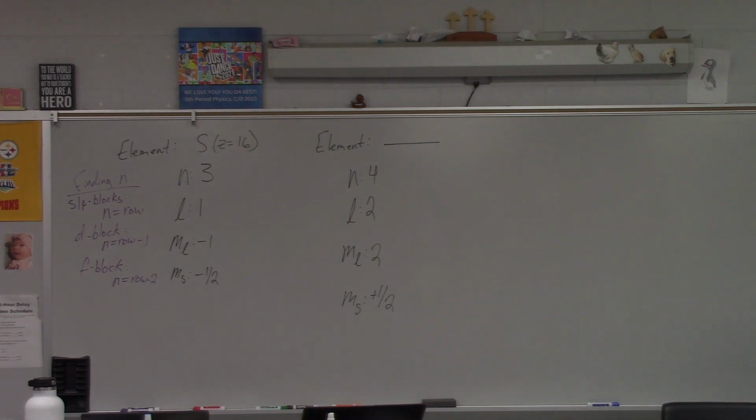Here are the 4 quantum numbers. I'll give you a second to write it down. We're going to work from those 4 quantum numbers, and guess what we're going to do? Find the element. We are now going to find the element. Where do we start?